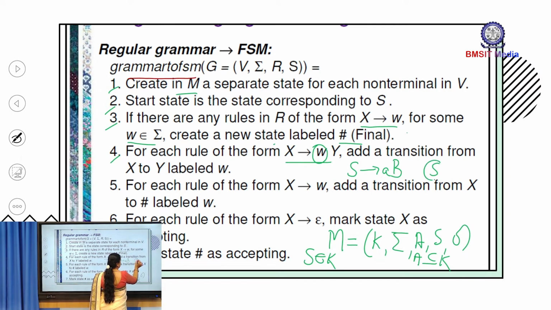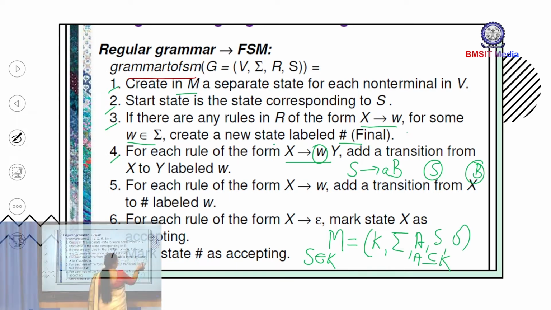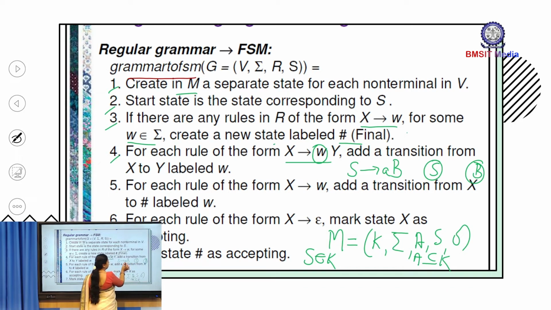S is one state and B is another state, and since it's a non-terminal, I can define these two states. Since I have one terminal A, I will define one transition exclusively from S to B over A. This is what step 4 means. Next, step 5: for each rule of the form X tends to W, add a transition from X to hash labeled W. So this we have already seen.